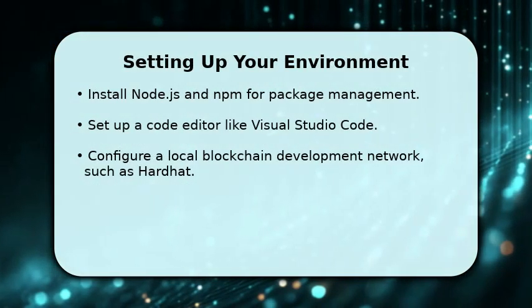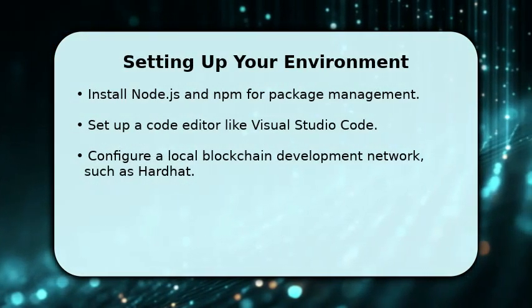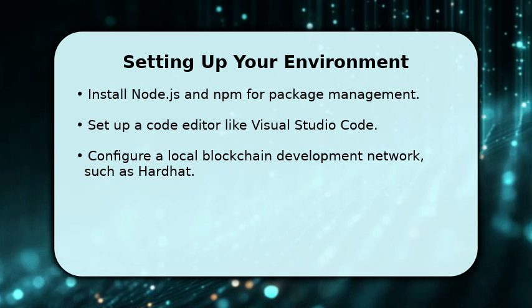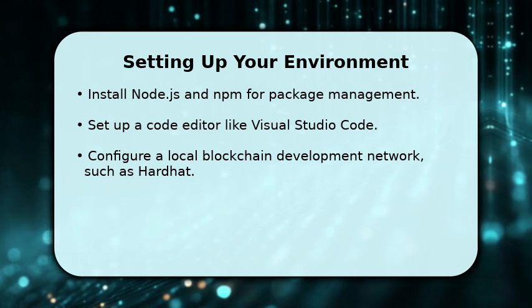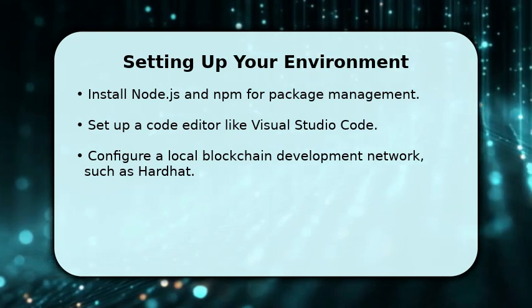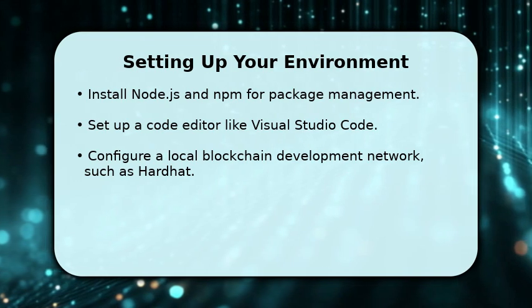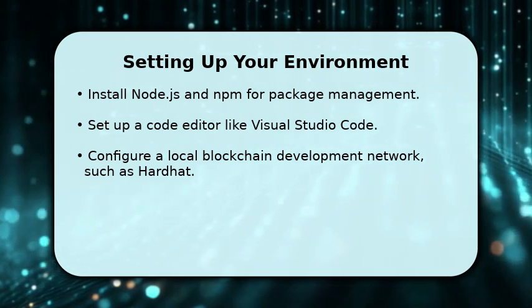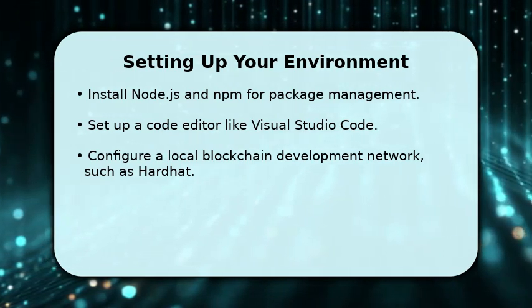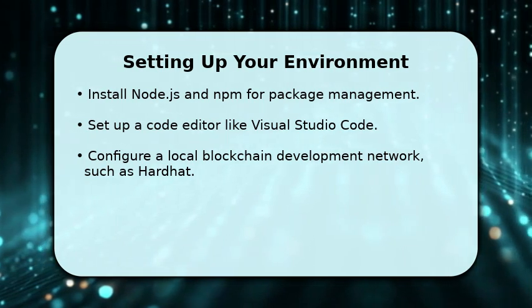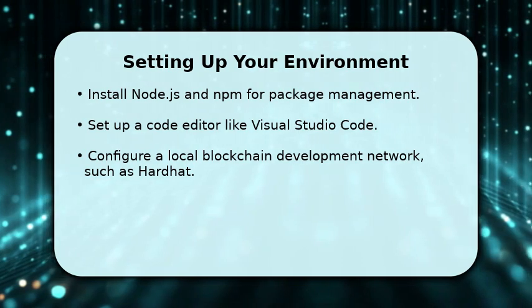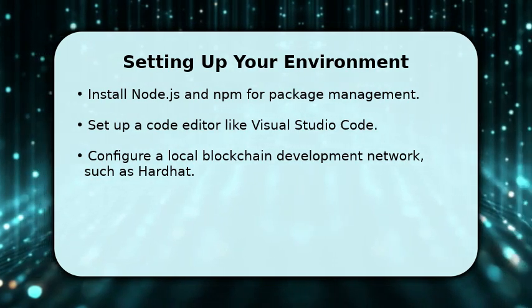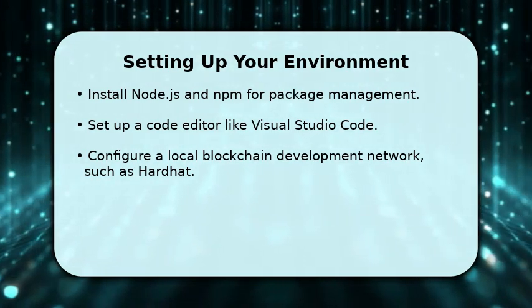To begin, you'll need to set up your development environment. This involves installing Node.js and NPM, which are essential for managing project dependencies. Next, choose a robust code editor, like Visual Studio Code, to write your smart contract. We'll then configure a local development network, such as Hardhat, to test your contract safely before deploying it to a public testnet. Remember to acquire some testnet Ether for transaction costs.